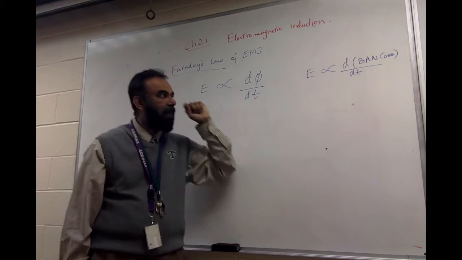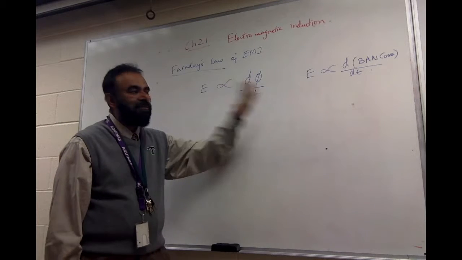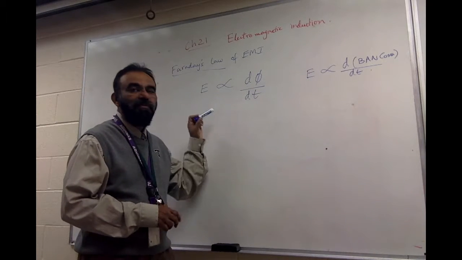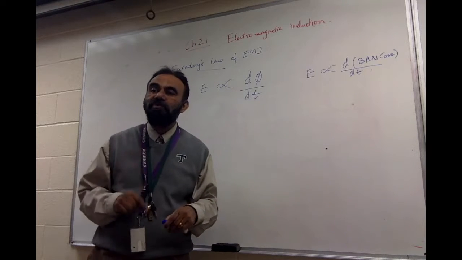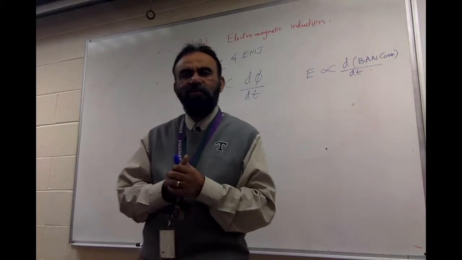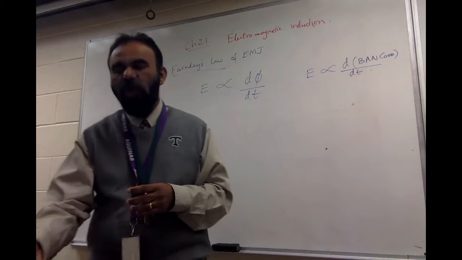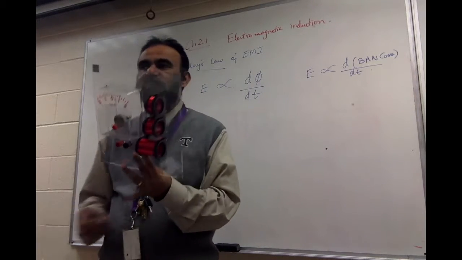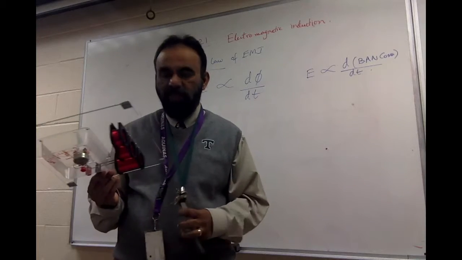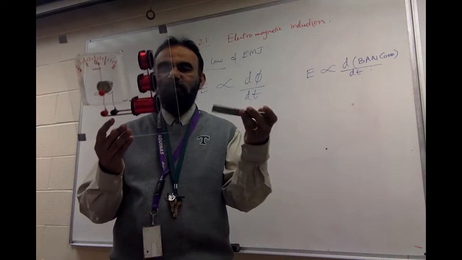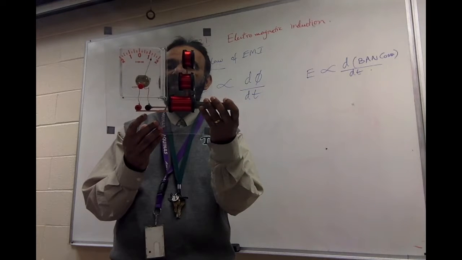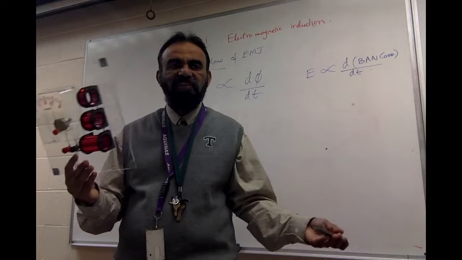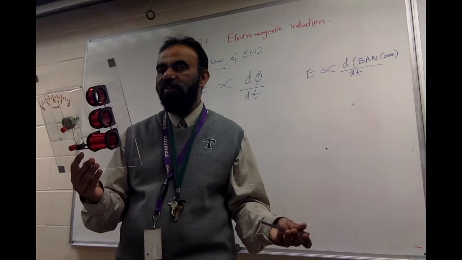Now, he did not think about this any further, but there are people who were thinking. People were saying, all right, let's find out why it was going the other way around. When he put the magnet in, the deflection was one way. When he pulled the magnet out, the deflection was the other way. Why? Isn't the flux changing the same way? What is happening there?